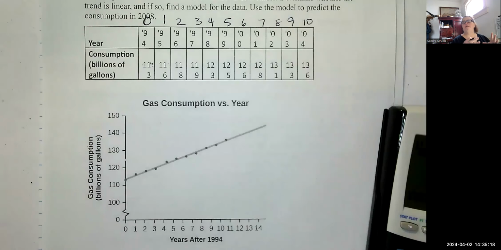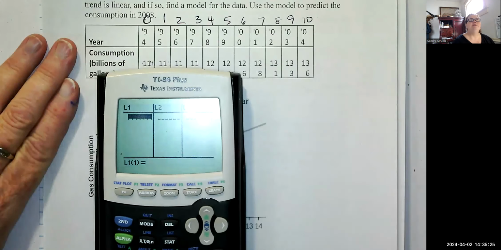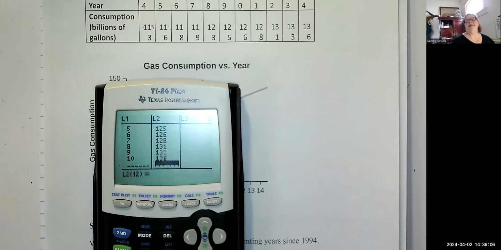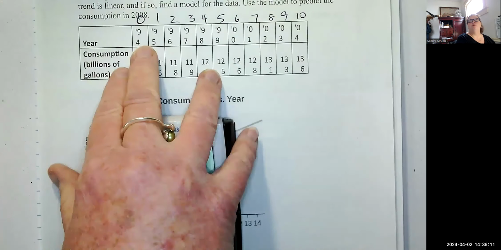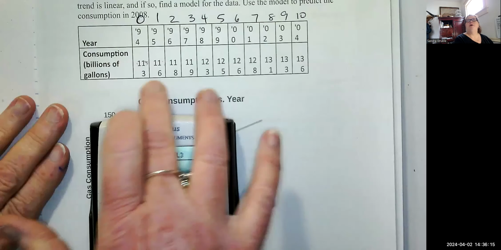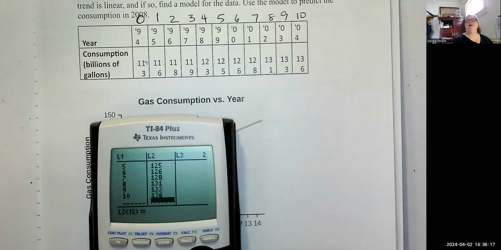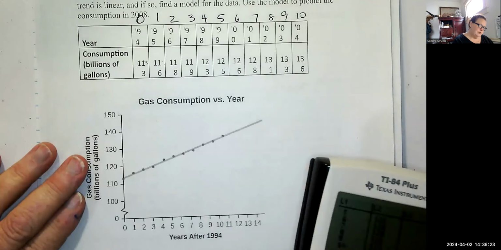I don't know what happened with my spacing, but let's go through and do that. I'm going to pause the video so you don't have to watch me do it. Okay, I've entered my data for the years after 1994, using 1994 as my 0. And then I've entered my Y values in list 2 for the consumption of billions of gallons of gasoline.